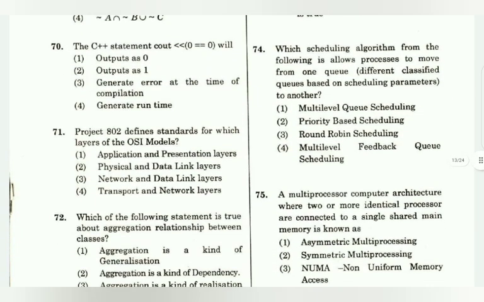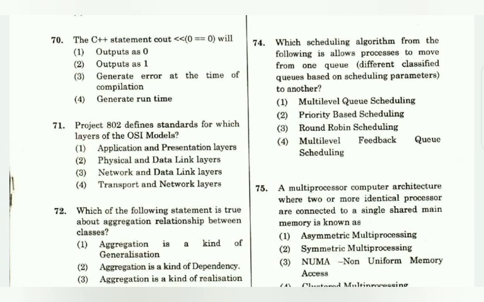Which scheduling algorithm from the following allows process to move from one queue to another? So that is the multi-level feedback queue. Multi-level feedback queue scheduling allows a process to move between different queues dynamically. So option 4 is the correct answer.